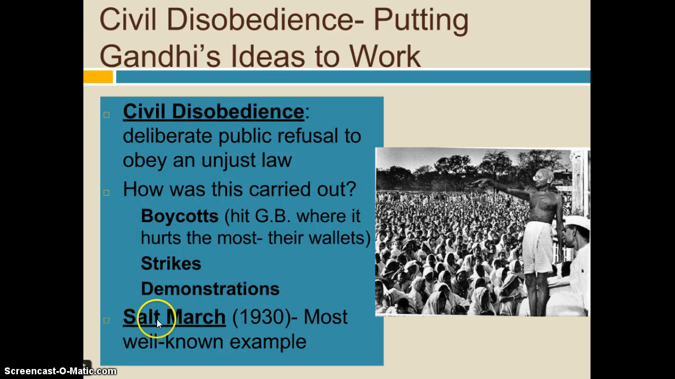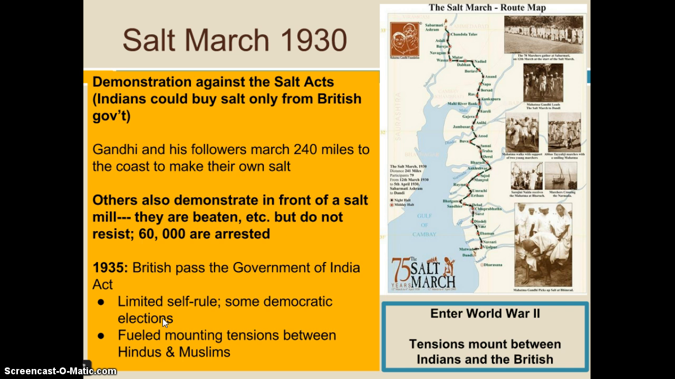Most famous, of course, is the Salt March of 1930. As a review, remember, they had passed these laws, the Salt Acts, that said Indians could only buy salt from the British government. So then, to protest this, they did this 240-mile march to the sea. And if you recall in the film, Gandhi is making his own salt. Others also demonstrate in front of a salt mill, if you remember that in the film. They are beaten but don't resist.